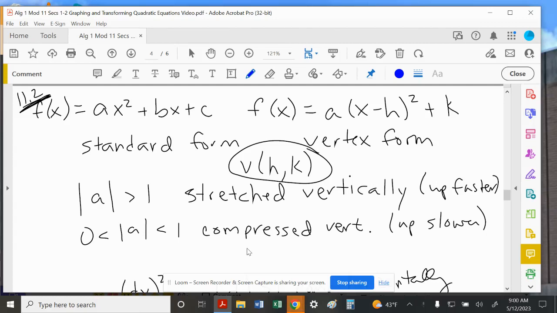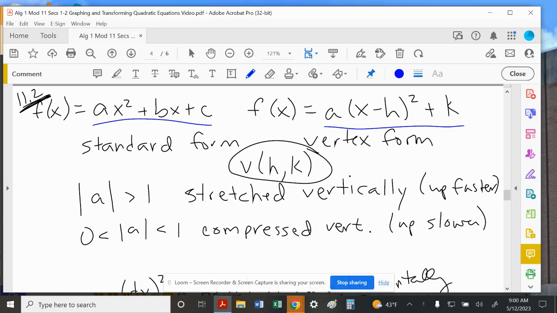Okay, and last but not least, we're now going to look at how the function moves around based on specific values. So we have two different forms. We have standard form, we have vertex form. I've already introduced you to the vertex form, but I haven't really introduced you to all the different pieces yet.